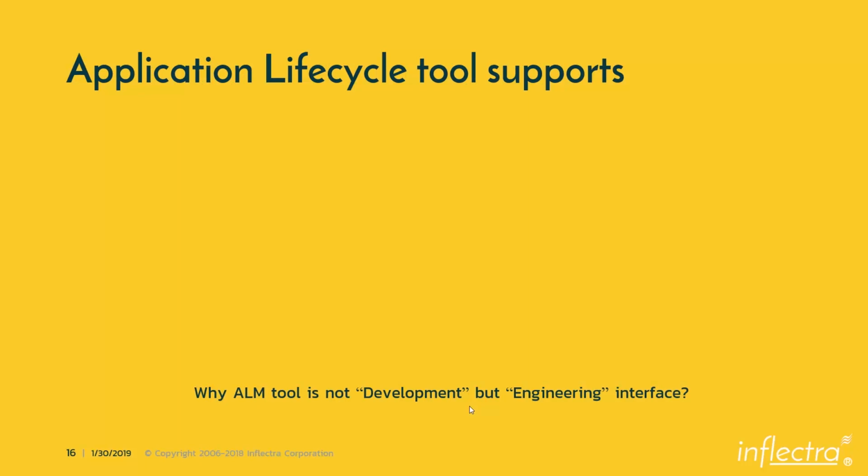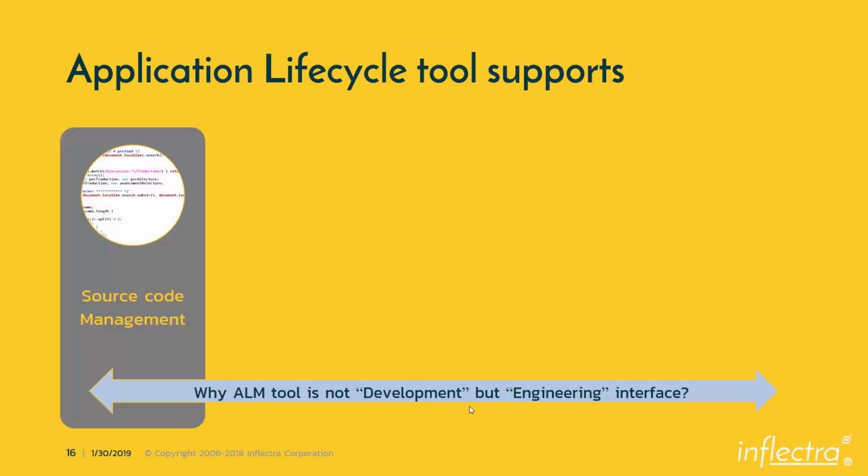So as we move forward, what are some of the things the application lifecycle tool should support? An application lifecycle tool is not just development, because that means we are focusing only on an integrated development environment to actually develop work. But it should be an engineering interface. Now, what do those things mean?